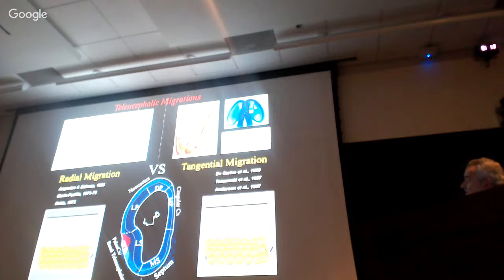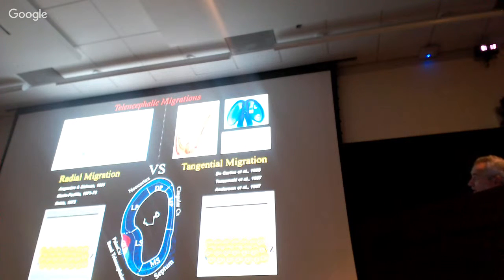The cells that are generated in the marginal zone, in the ventricular zones, the neuroepithelium, are going to move, because the cells that are generated in one place never stay in the same place where they are generated. They move far away, and in the cortex, the cells move using a radial migration.